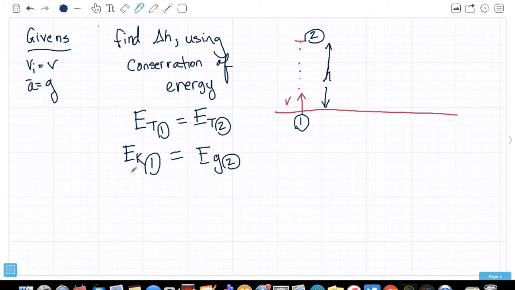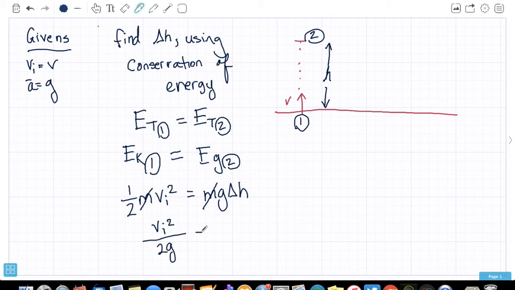So Ek1 is equal to half of m vi squared, which is equal to mg delta h. Now you can see why mass doesn't matter, because algebraically these will cross out. And then I'm solving for delta h, so I'll bring the g over. And I'll just rewrite this so it's a little cleaner. And this is our answer.